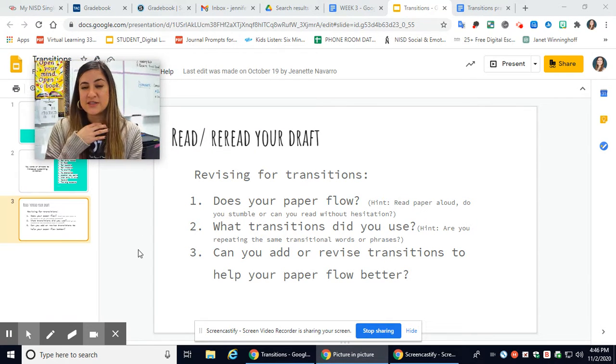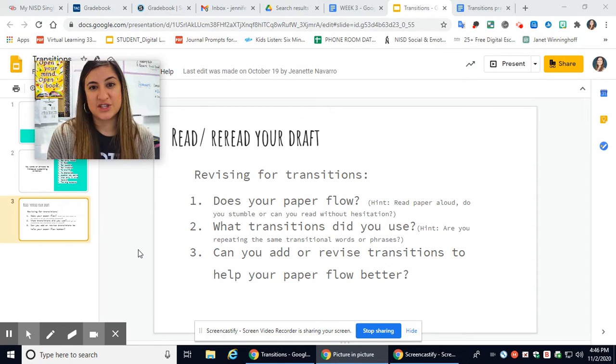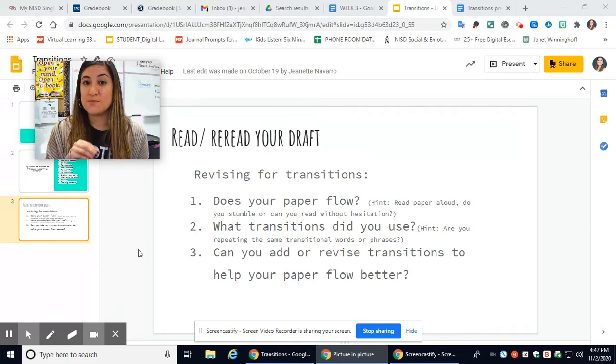Now, your assignment today is to make sure you have your informational essay, your first draft, on your computer, either in another tab or another window. You're going to be reading or rereading it and revising for transitions. So number 1, the first question that you are asking yourself is, does my paper flow? When I read it, does it make sense? I recommend reading your paper aloud and noticing if you stumble or read with any hesitation.